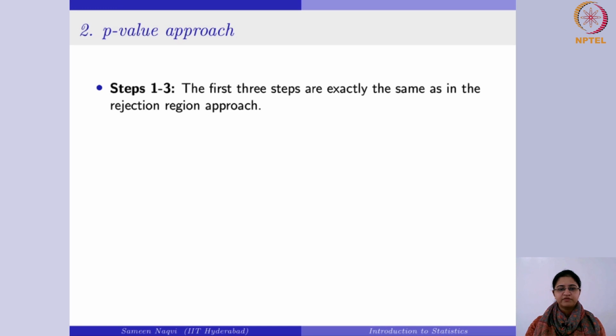Next one is your p-value approach. In the p-value approach, the first three steps are exactly the same. So basically it means that you will check the conditions, set the hypothesis, decide the level of significance, and calculate your test statistic. That would be the same in this also. Now the moment you enter the fourth step, where in the previous case you have to calculate the rejection region and compare it with the critical value, in this case we would find out the p-value. So let us see what it is.